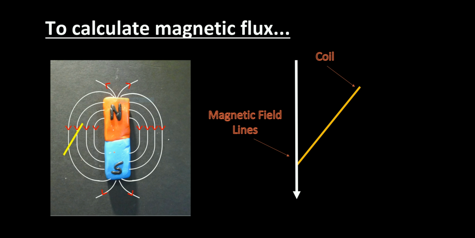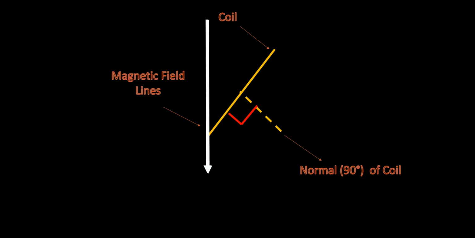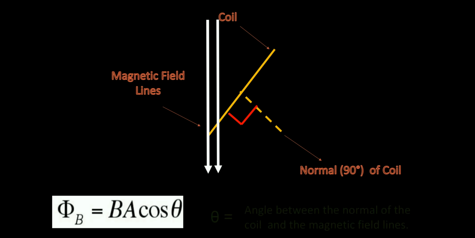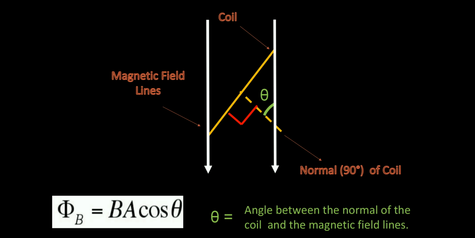If the area of the coil is tilted, we have to do some resolving by identifying the line that is perpendicular to the surface area of the coil. The magnetic flux of a tilted coil is given by BA cosine theta, where theta is the angle between the normal of the coil, which is the perpendicular line to the coil surface, and the magnetic field lines.